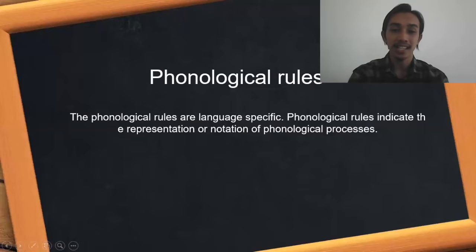Okay, the first material is about phonological rules. The phonological rules are language specific. Phonological rules indicate the representation or notation of phonological processes.